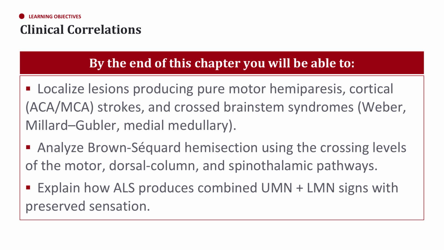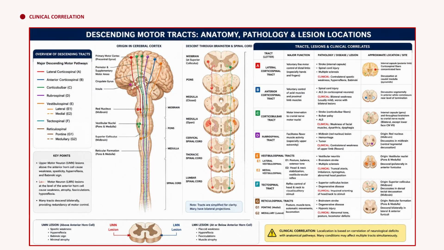Analyze a Brown-Séquard hemisection using the 3 different crossing points of the motor, dorsal column, and spinothalamic pathways, and explain how ALS produces combined upper and lower motor neuron signs while sparing sensation. These are the questions the boards love. Let's earn them.